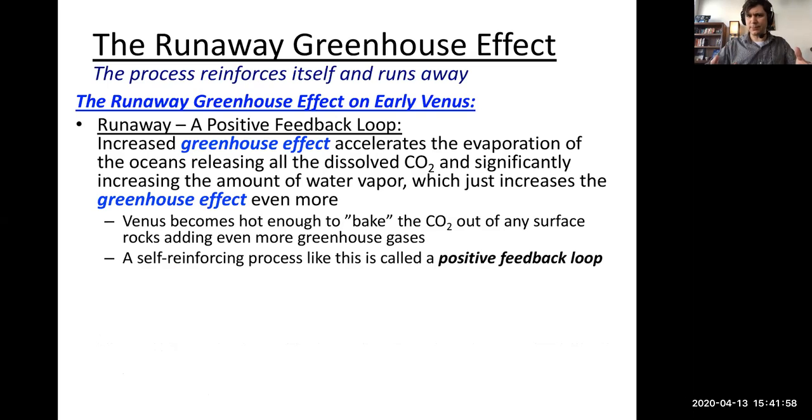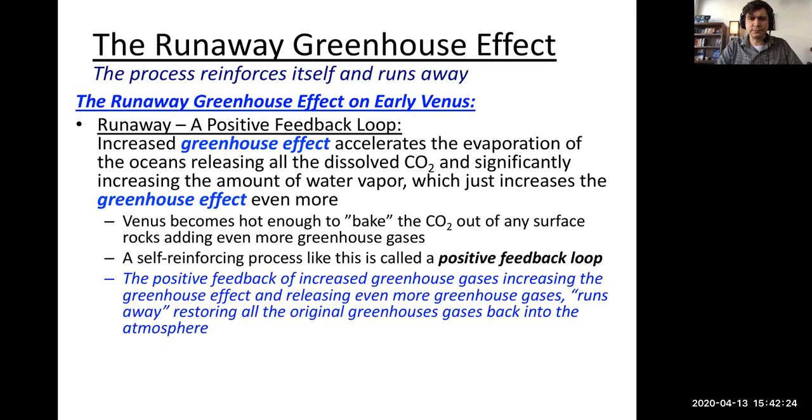We're just going to start evaporating the oceans faster, putting more of the trapped CO2 and more water vapor up into the atmosphere. So the planet's going to get hotter, which is going to cause the oceans to rapidly evaporate in this feedback loop, putting all of that locked CO2 and all the water that was in liquid form into the atmosphere. So this is how the process runs away.